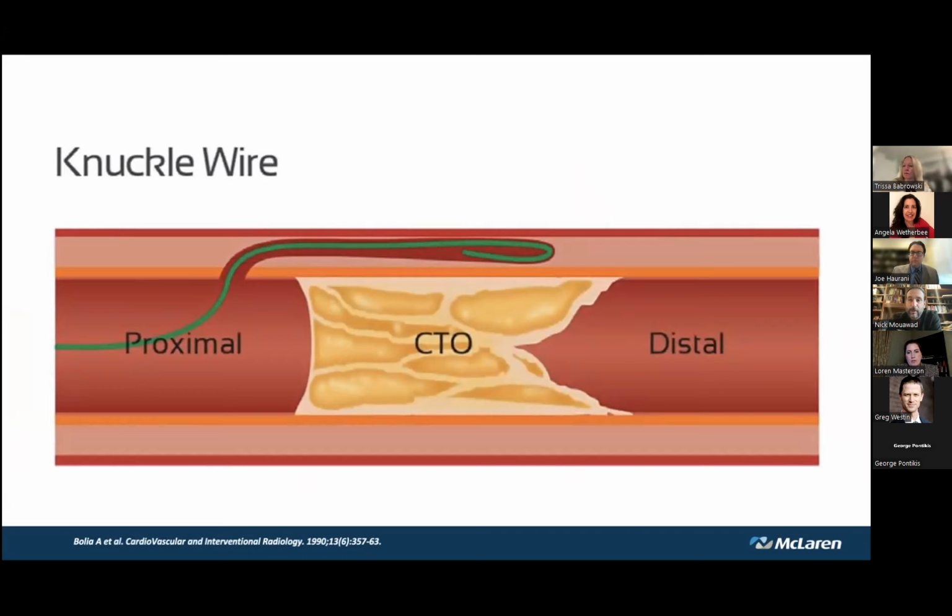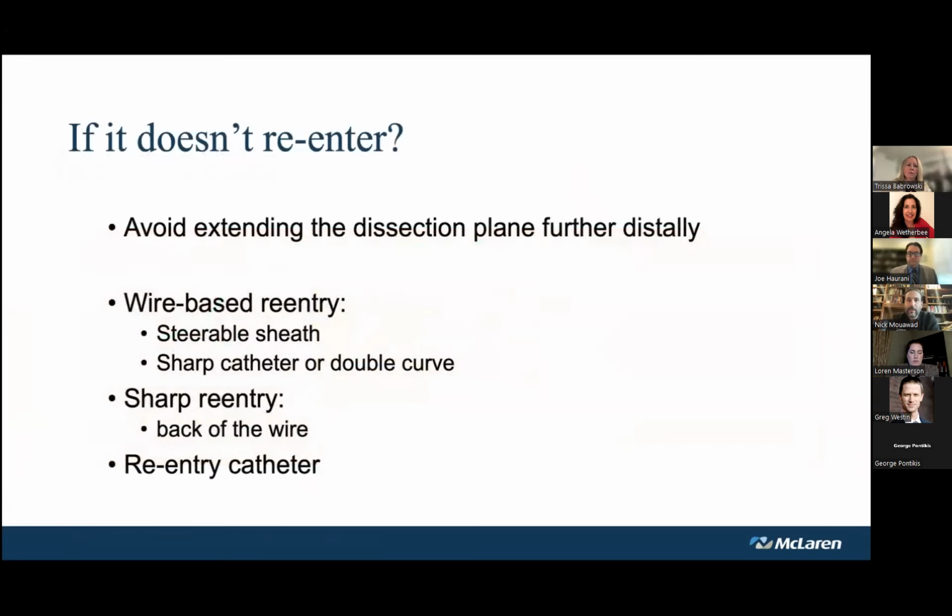And if you're able to do so with regular technique, glide catheter, or help you direct that, then great, but sometimes it's just not possible. So if it doesn't re-enter, what are you going to do? Clearly, you want to avoid extending the dissection plane too distally. That can make it much more difficult, of course, and you don't want to be too distal because you might lose more collaterals, even your outflow vessel.